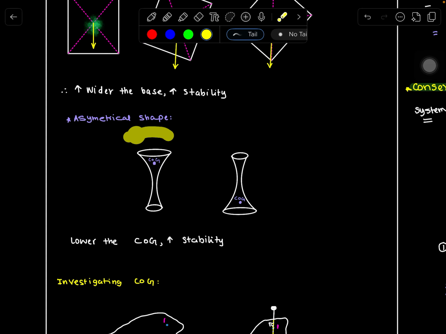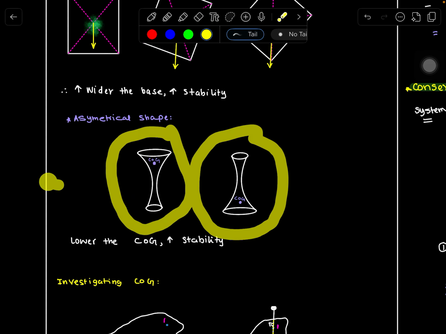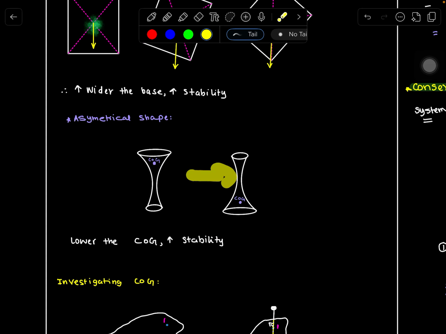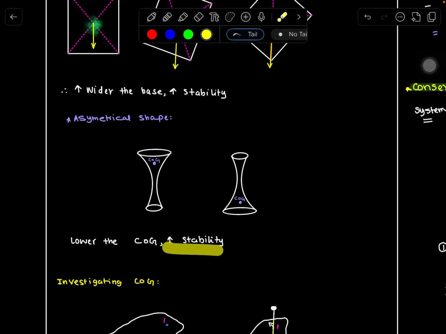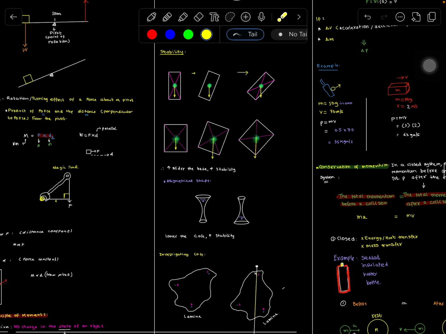It's pretty clear if you were to apply a force or push both of these two objects, which one is likely to be more stable? The second one. The first one is more likely to fall down. So we learn that the lower the center of gravity of an object, the more stable it is.